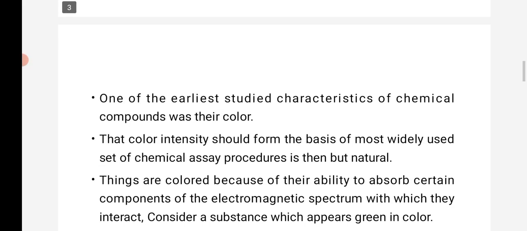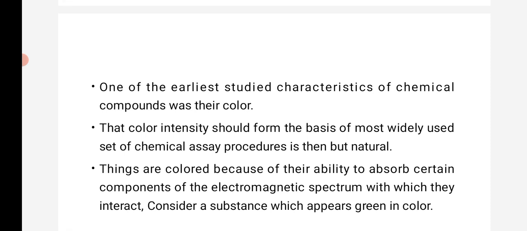One of the earliest studied characteristics of chemical compounds was that color intensity should form the basis of the most widely used set of chemical assays. So each and every chemical compound has physical as well as some other characteristics. Some chemicals are acidic in nature, some basic in nature. Each and every sample of a compound has some characteristic.